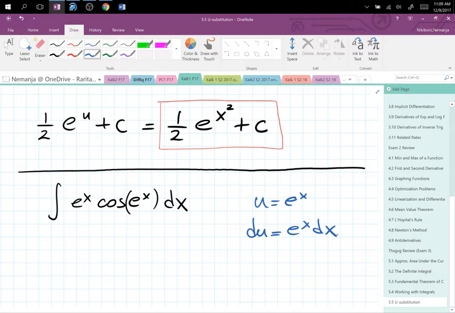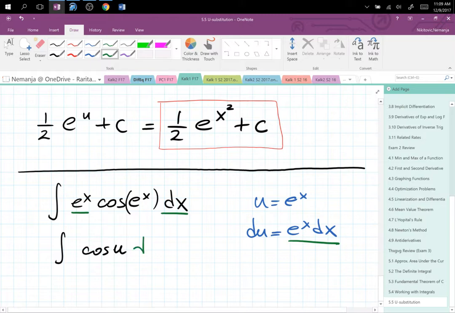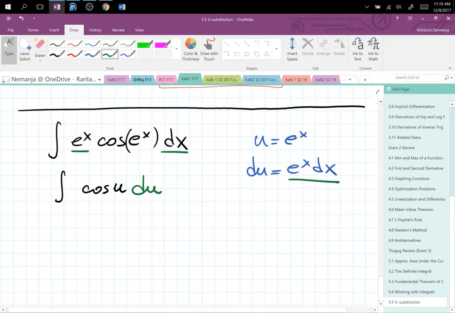And look, I have the integral of cosine u, and then here's the green. This and this together is this, which is du. I find that your worst enemy is this du part, because you are still resistant to accept dx as a part of the integral, which it is.